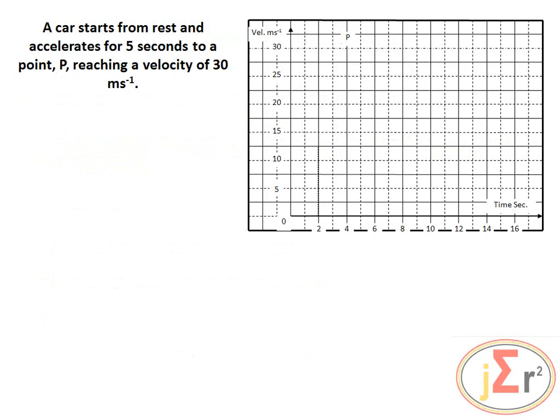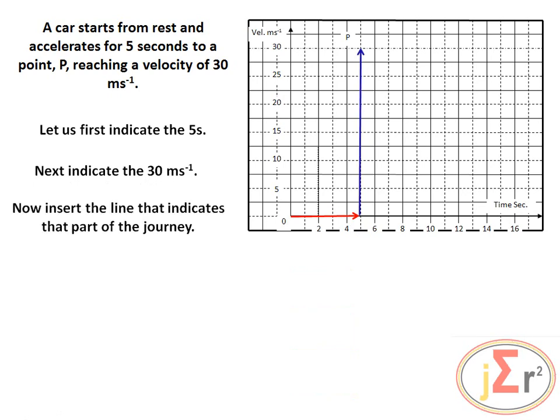So, a car starts from rest and accelerates for 5 seconds to a point P, reaching a velocity of 30 meters per second. So let us see how we put that on the graph. Let us first indicate 5 seconds. Where's 5 seconds? Right there at the tip of that arrow. And of course, next indicate the 30 meters per second, because it reached a velocity of 30 meters per second. So let us go for the 30 meters per second right there. Now insert the line that indicates that part of the journey.